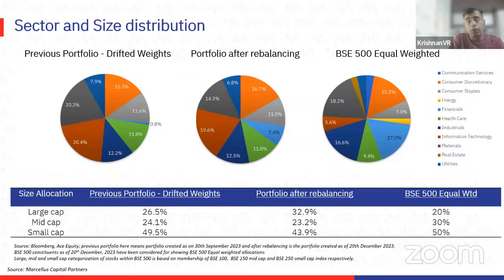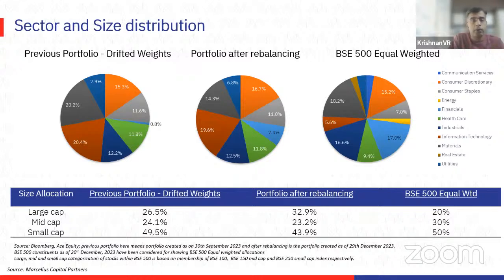Nifty was up around 20% last year. I'm talking about calendar year 2023, versus 40% plus for large, mid and small cap indices. And obviously, due to the contrarian nature of our rules, where we are looking at undervalued companies, there is now a higher chance of selecting companies from the large cap segment versus the small and mid cap segment, and it's reflected in our portfolio allocations also.